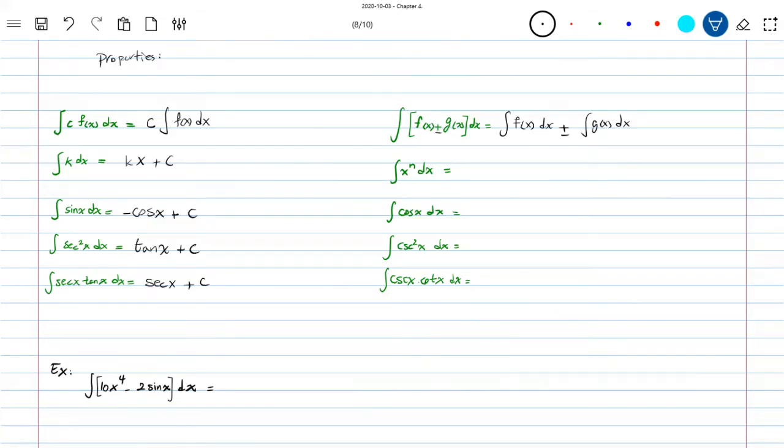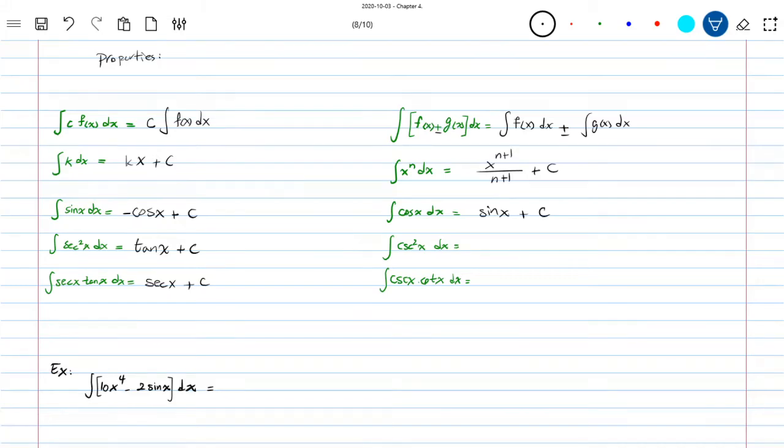Integral of x to some power. I mentioned this already: you add 1 to the exponent, divide by the new exponent, plus c. It's the opposite of what you would do for the derivative. For the derivative, you drag down the exponent and subtract 1. So here, in this case, you divide by the exponent and you add 1 to the exponent. The integral of cosine x dx: the derivative of sine x is cosine x. So the integral of cosine would be sine x.